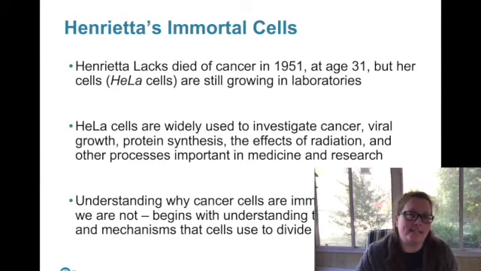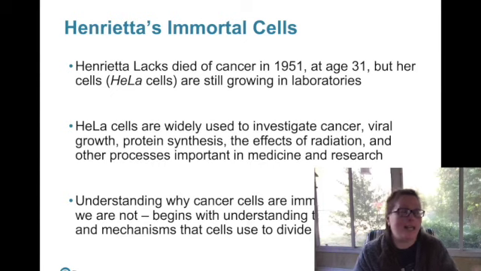The cells are called HeLa cells because back in the day, they didn't really care about patient confidentiality. Everything was labeled with the first two letters of the first name and the first two letters of the last name. So HeLa for Henrietta Lacks. She had cancer, obviously, since she died of cancer. They had some of her cells and they've basically kept letting them divide. The cells have been used to investigate so many different effects on human cells: cancer, viral growth, protein synthesis, effects of radiation.